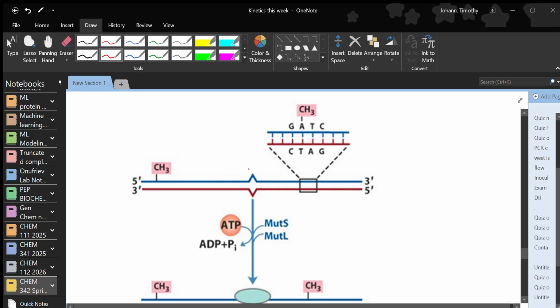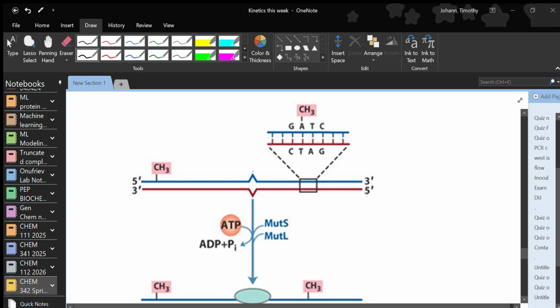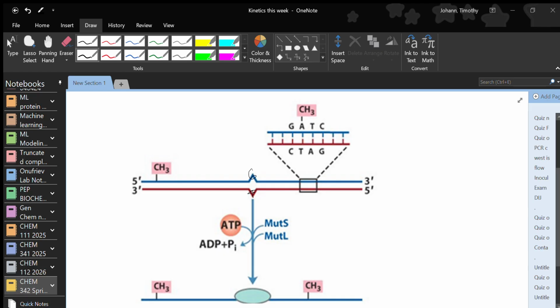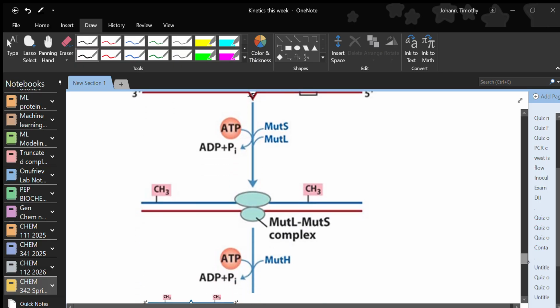So that's one of the main forms. So it's a problem. So let's say we end up with a T across from a G, except it's going to be down here. So you end up with a G here and a T here. Okay, that's a mismatch. So that's what's designated by these little arrows here. And so we have these enzymes, MutS and MutL, that can come in and recognize that that's a mismatch and bind to it. Like this. So we get this MutL, MutS complex.